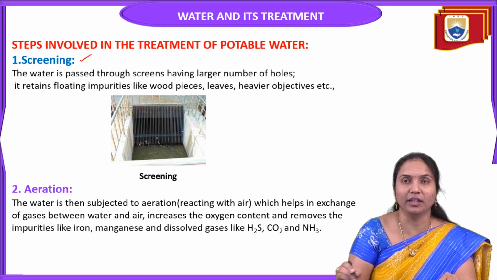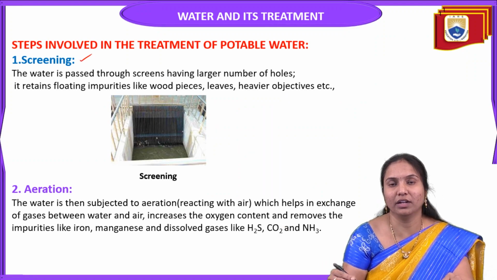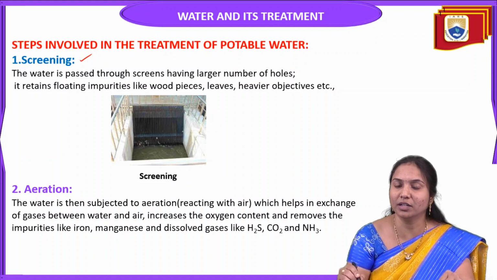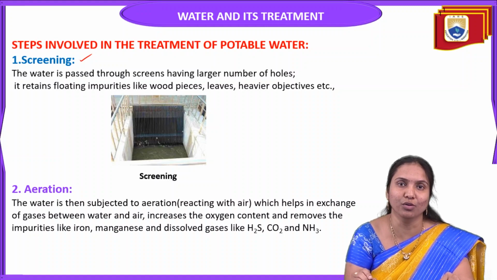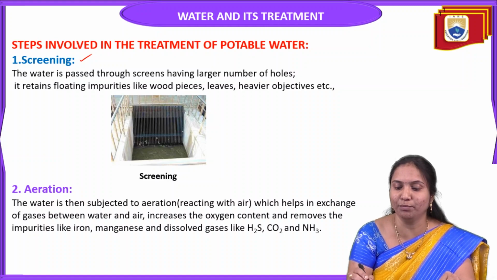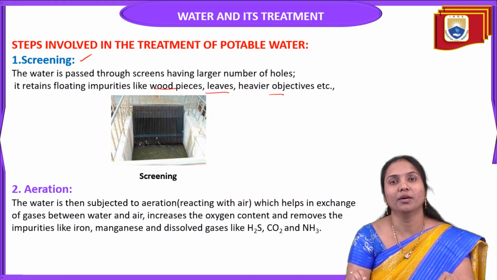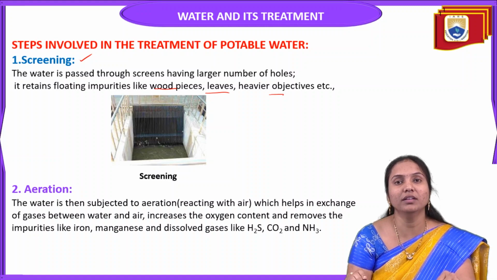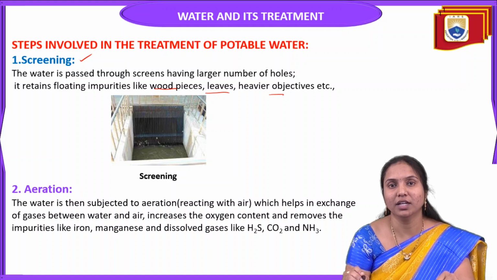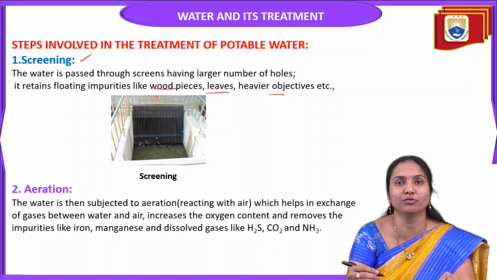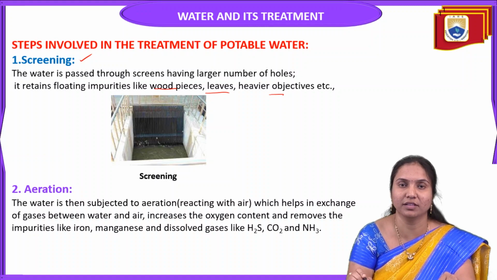So the first step is screening. The collected raw water is passed through large screeners, that means screeners containing a large number of holes. So it retains floating impurities like wood pieces, leaves, or any heavy objects present in this water. All floating materials, wood pieces, leaves and heavy objects are removed when we pass it through these screeners.